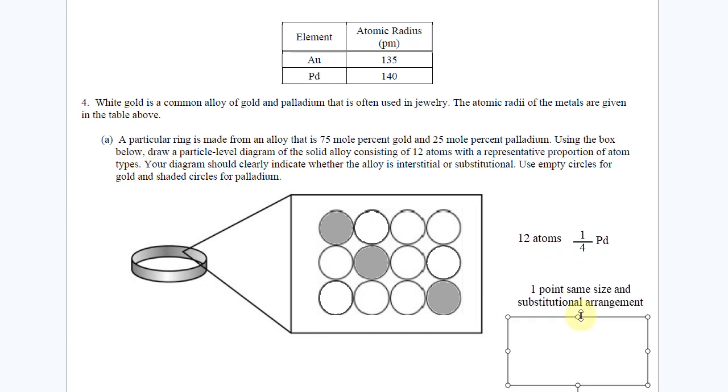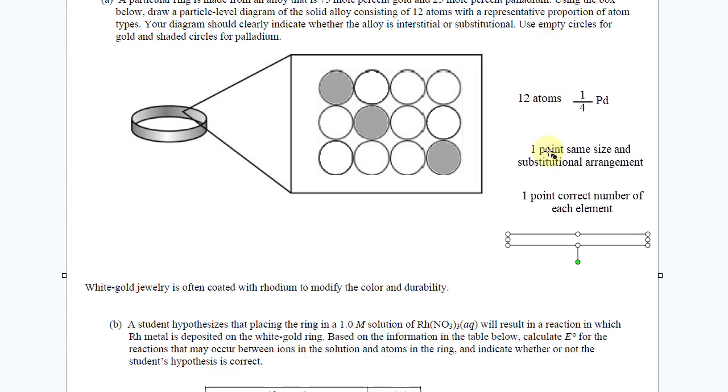Here's the scoring. 1 point, same size, substitutional, rather than in between the lattice. And I'm not sure I could possibly get it in between anyway. And 1 point for the correct number of each element. That's pretty easy. So we've got 2 out of the 4 points. I think the average on this was like around 1.5, so you're better than the average student. Let's go on to the next part.